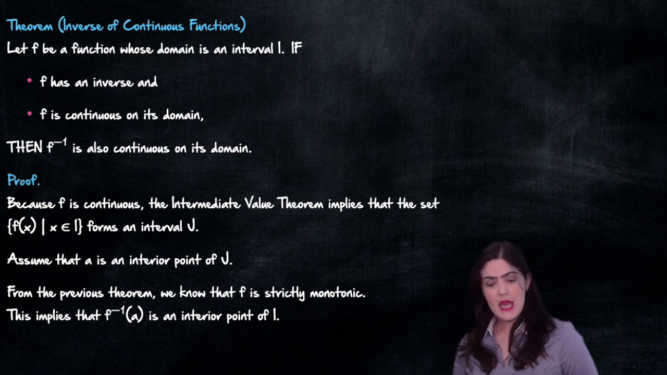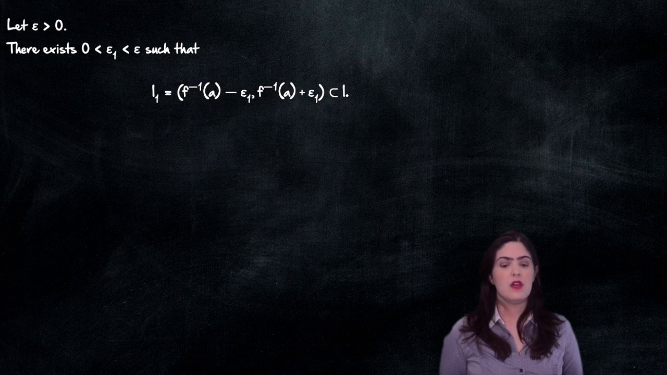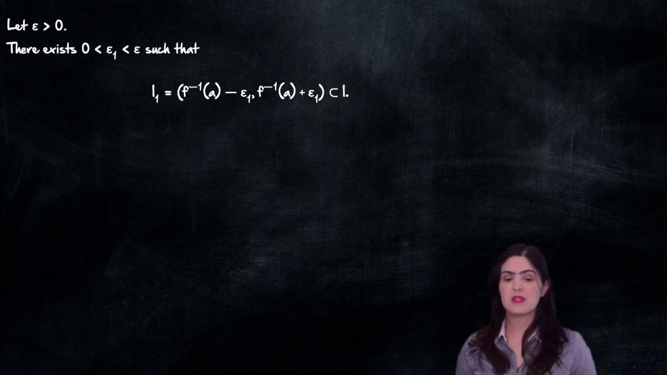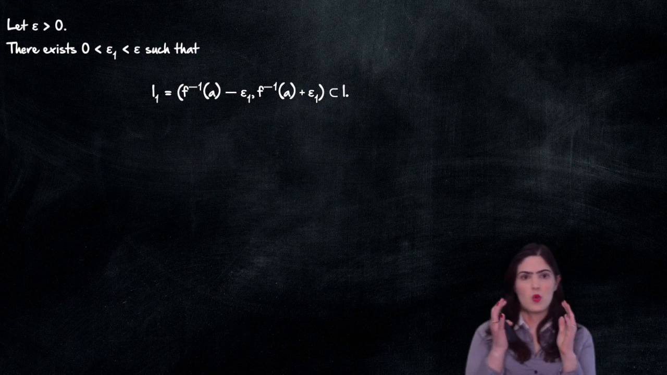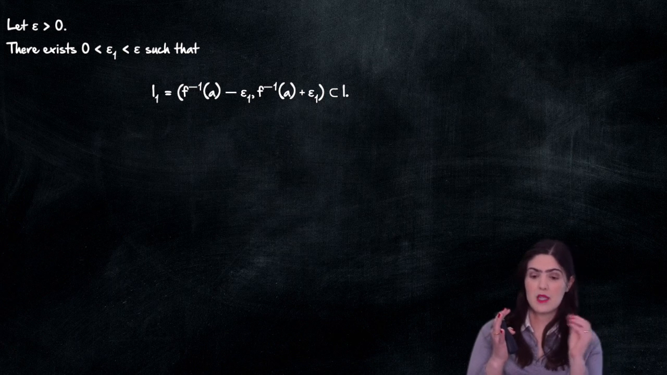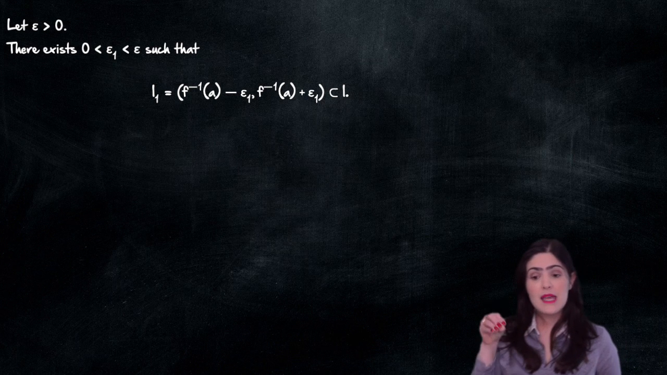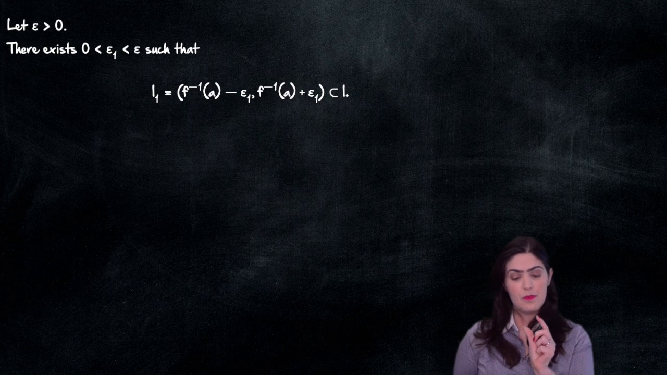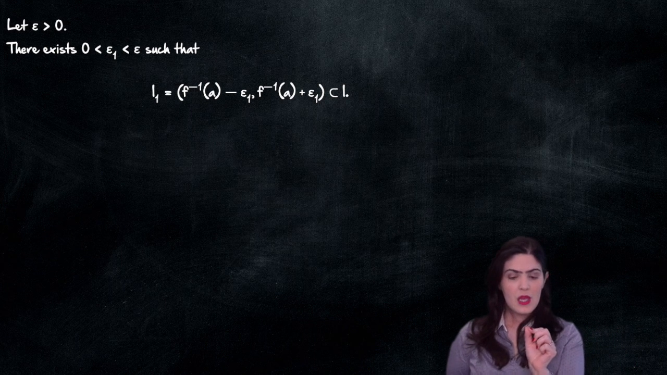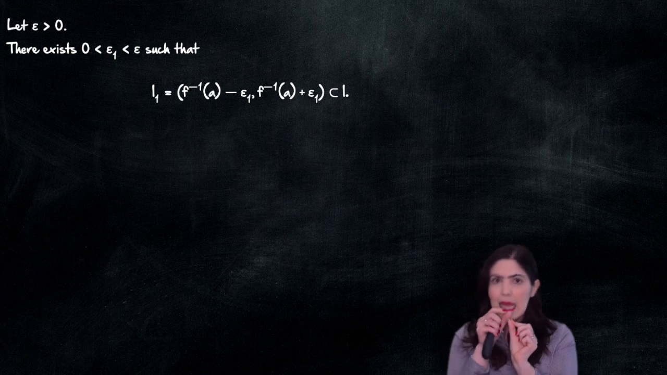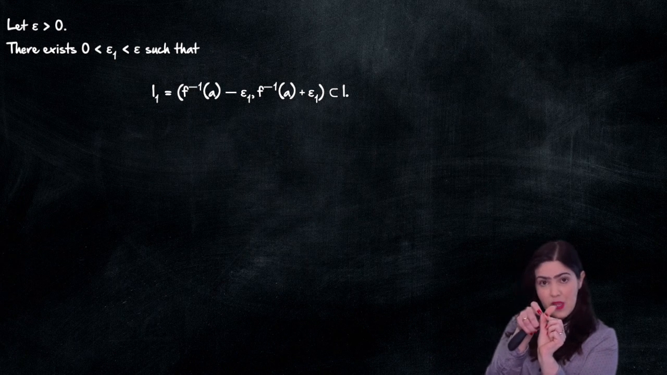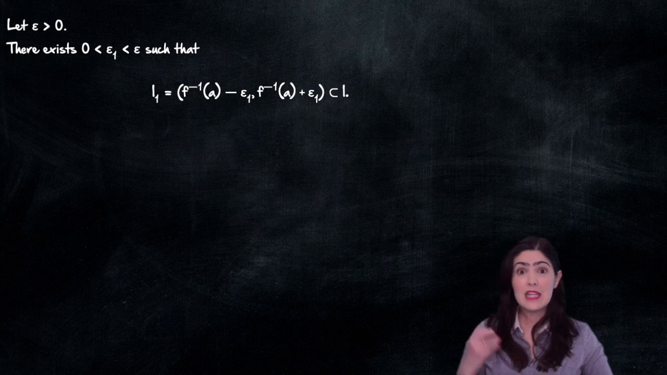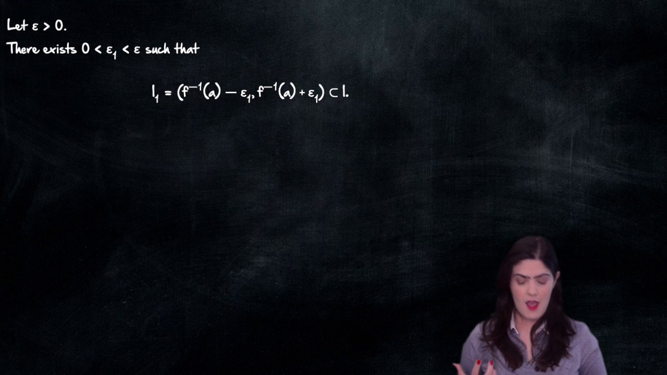Okay, now we're going to pick an epsilon positive. Then for that epsilon, we can find an epsilon 1, still positive, but less than epsilon, such that the interval that goes from the preimage of A minus epsilon 1 to the preimage of A plus epsilon 1 is contained in my interval I. So we take the point f inverse of A, and we get a teeny tiny interval centered at f inverse of A, and we take epsilon 1 small enough to make sure that this interval is still contained in that interval I.